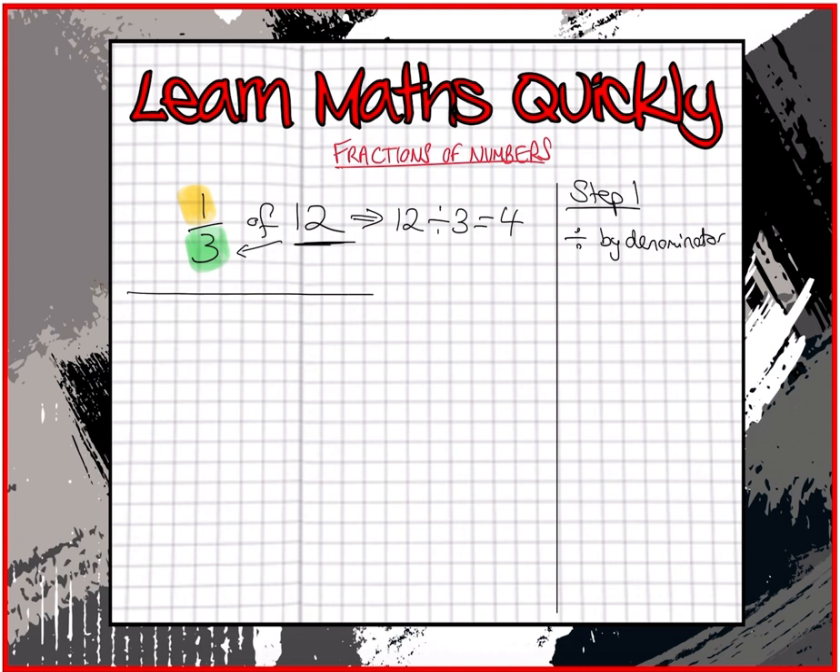So then the second one is slightly harder because this time we're going to do 2/3 of 12. So we know that 1/3 of 12 is 4. So to find 2/3 of that, you've got to follow the same steps. So step 1, which is 12 divided by 3, which is 4. So that's our step 1.